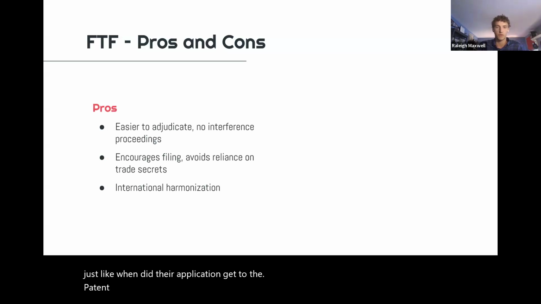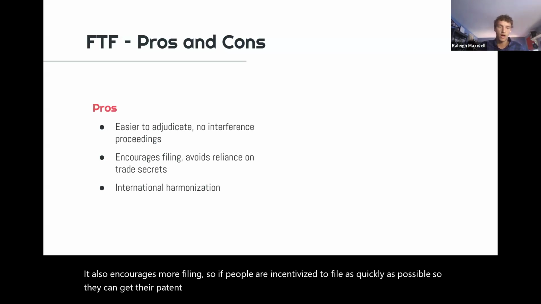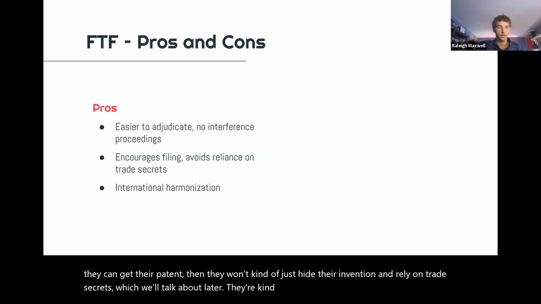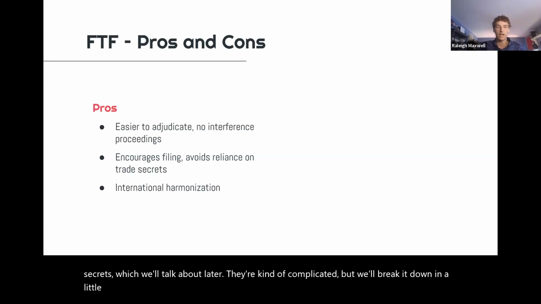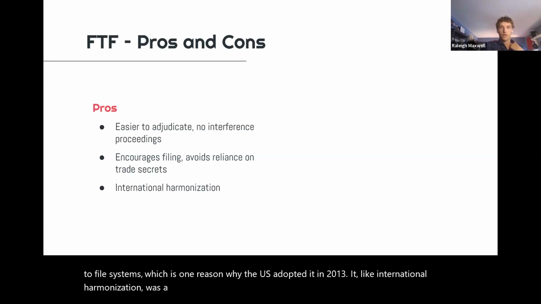It also encourages more filing. If people are incentivized to file as quickly as possible so they can get their patent, then they won't just hide their invention and rely on trade secrets, which we'll talk about later. They're kind of complicated, but we'll break it down in a little bit. And the last reason is international harmonization. A lot of other nations have first to file systems, which is one reason why the US adopted it. In 2013, international harmonization was a large justification for it because there are a lot of international elements of intellectual property.